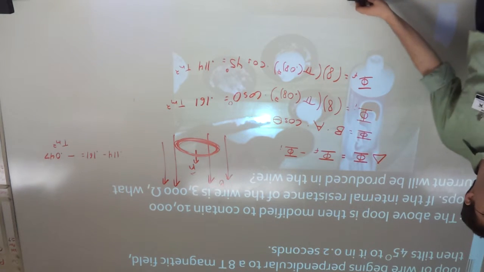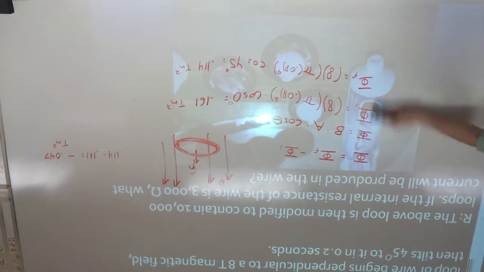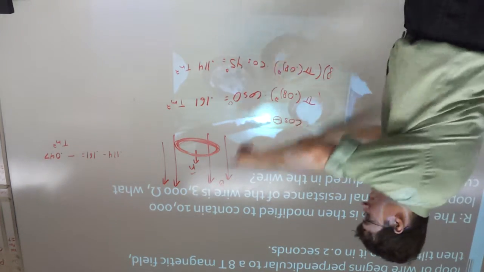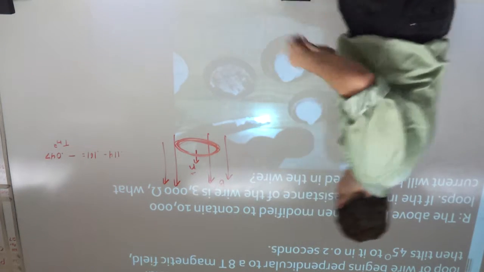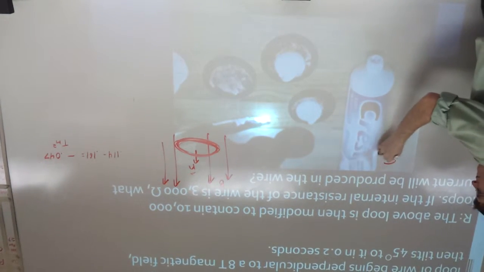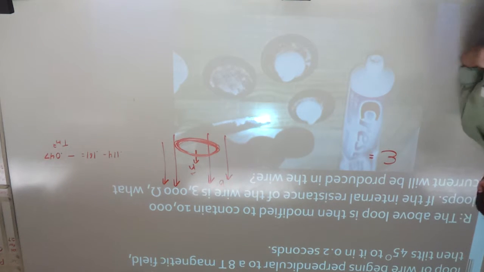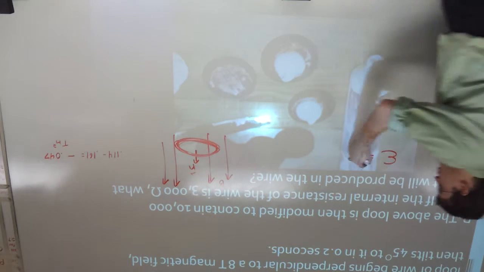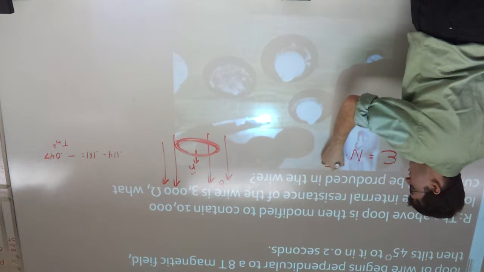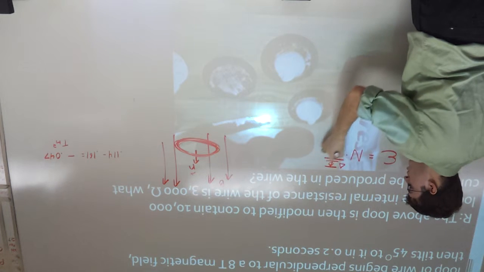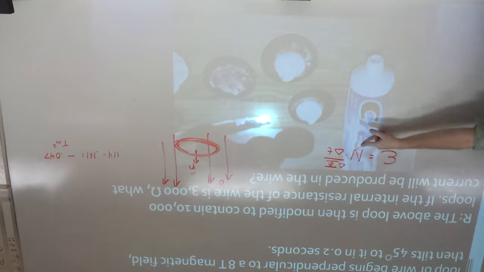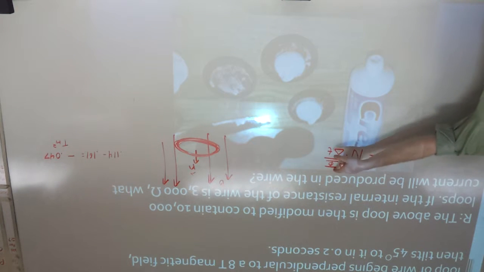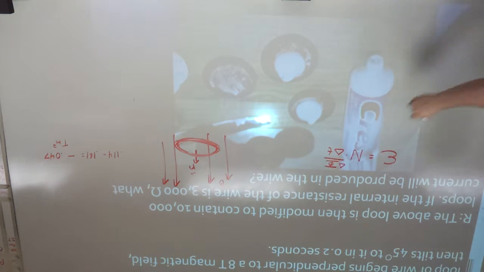Okay, for this we need Faraday's law. I'm going to keep our result over there, the total change in flux. Faraday's law says that EMF, electromotive force, voltage, produced by changing magnetic flux is equal to N times the change in flux over the change in time. Number of loops times the change in flux over the change in time.